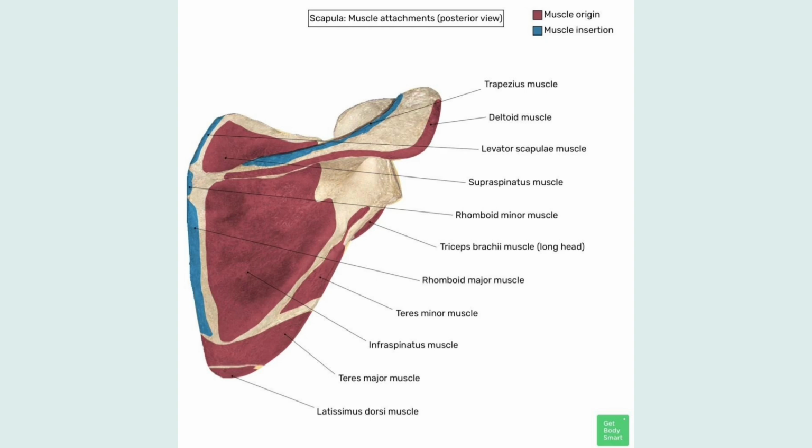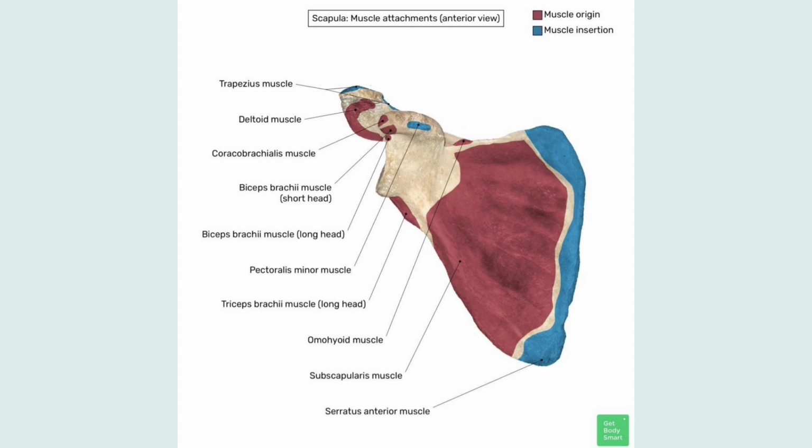Now we'll see the anterior view of the scapula. Here has been given the insertion of the trapezius muscle, then pectoralis minor, then serratus anterior muscle. These are insertion and origins of subscapularis muscle, omohyoid muscle, long head of triceps brachii muscle, short head of triceps brachii muscle, long head of biceps brachii muscle, then coracobrachialis muscle, deltoid muscle. All these origins and insertions of the anterior view of the scapula have been given.